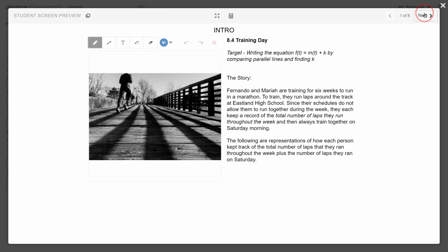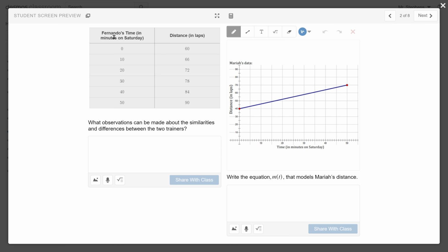Okay, let's see. So Fernando's time on Saturday: 0, 10, 20, 30, 40, 50 minutes. And this is the number of laps he ran in that amount of time. It looks like he ran for 50 minutes and he was keeping track of the number of laps as he went around.